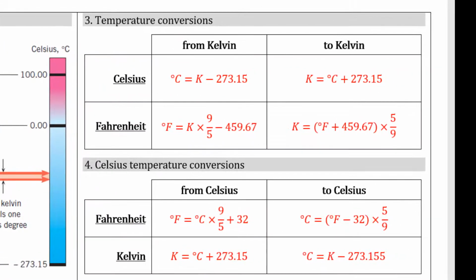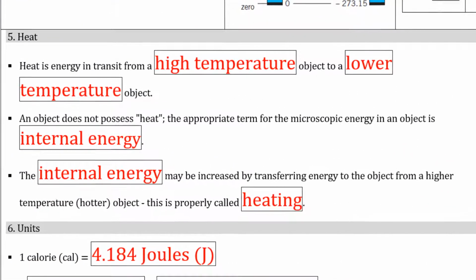Box 3 and box 4 provide some conversion factors. If and when you need to convert from one temperature scale to another, there's your toolkit to do so. Box 5, heat. So here's a brand new form of energy. We know about kinetic energy, we know about gravitational potential energy, we know about elastic potential energy or spring energy, and most recently we learned about pressure energy. So add this to the list, heat energy.